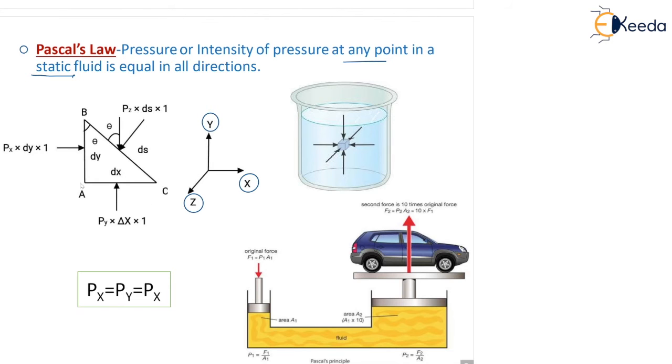So if you see AC, what is the area? Area I can write delta X into 1 unit width, delta X into 1 area into pressure. So it is nothing but force. What is force? Pressure into area. So pressure is equal to force per unit area. So what is force? Pressure into area. So this is what is written. In the Y direction, we are getting Py into delta X into 1. And this is in the x direction, Px into delta Y or dy into 1, and this one in the z direction, Pz into ds into 1.